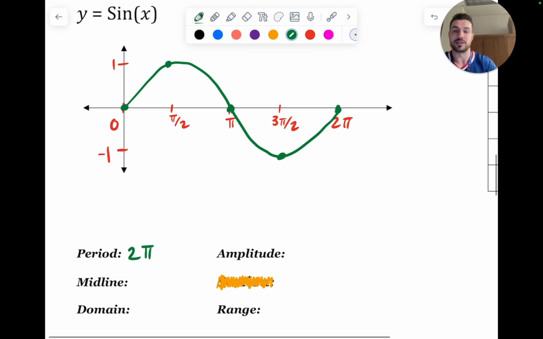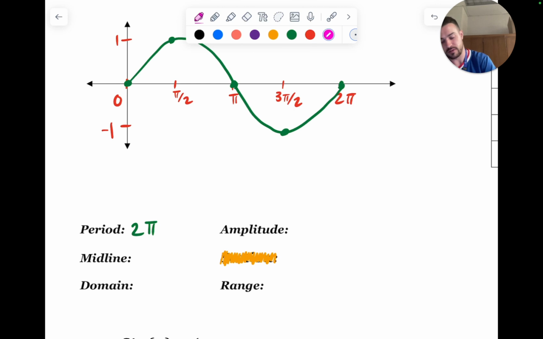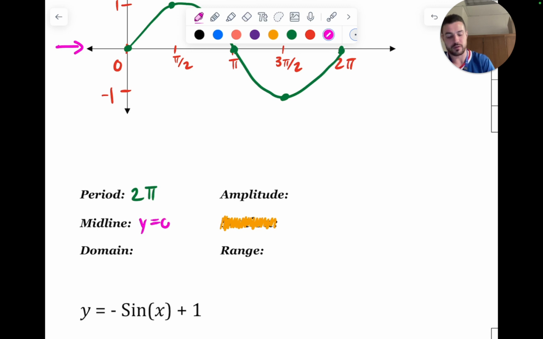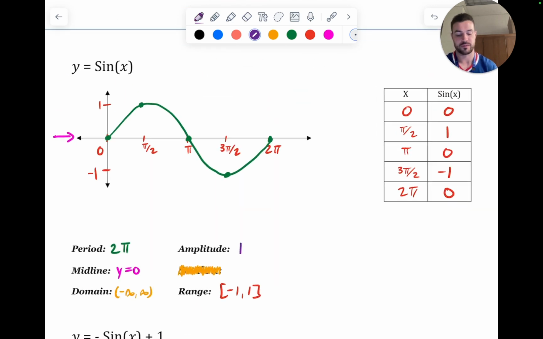The midline is, once again, just the middle of our outputs, so we are at y equals 0. Again, we kind of talked about this before, but this function should oscillate in both directions. So that means we can plug in anything. -infinity to infinity is therefore going to be our domain. Our range is going to go all the way down from -1 to 1. And then the amplitude is asking, again, if there's anything we are multiplying by our function that is going to stretch it vertically. In this case, there is not, so it is just going to be 1.